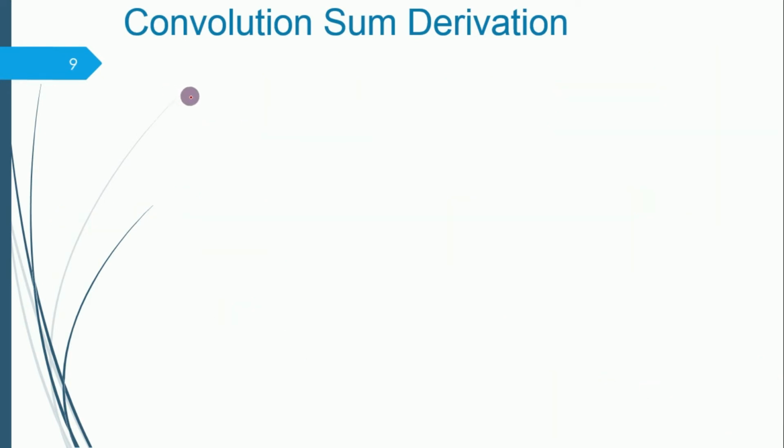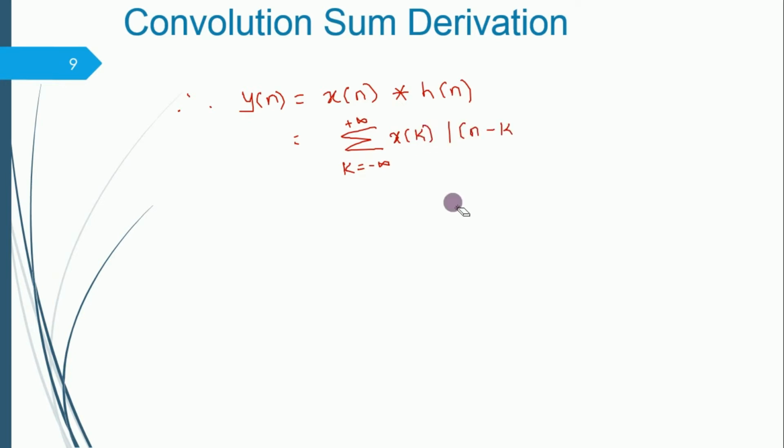So therefore y of n is equal to x of n convolved with h of n. This is how it is written, which is nothing but summation k equal to minus infinity to plus infinity x of k h of n minus k, because the system input you have given is an impulse function, so the output you have got is h of n minus k. So this is how the output is derived. This is what we call y of n.